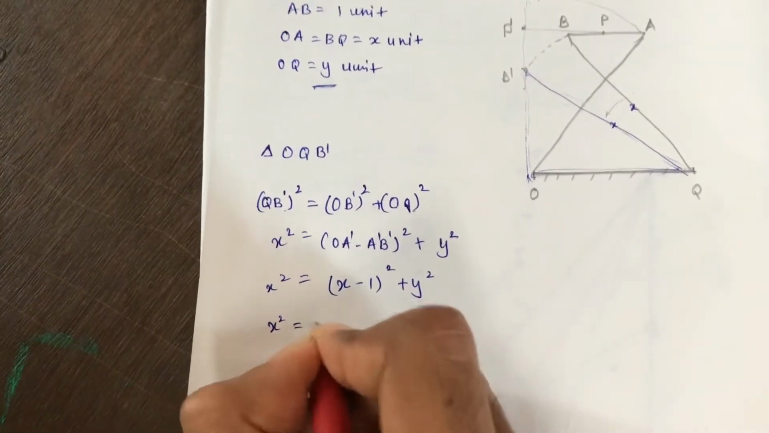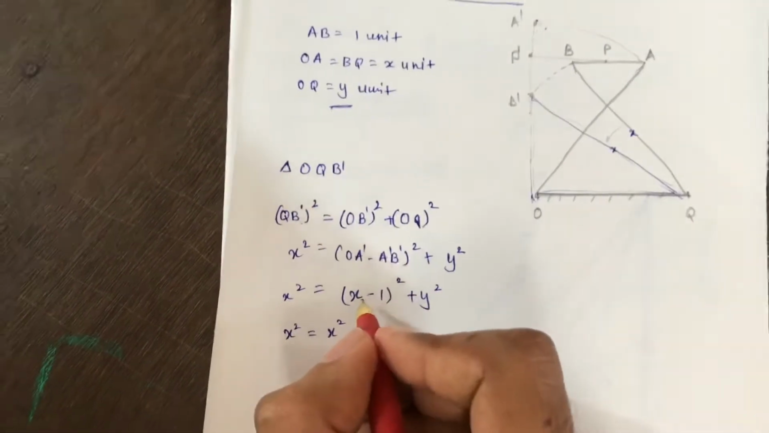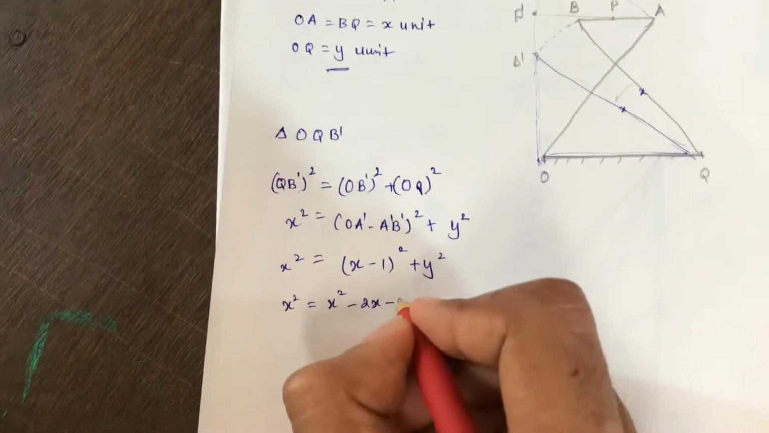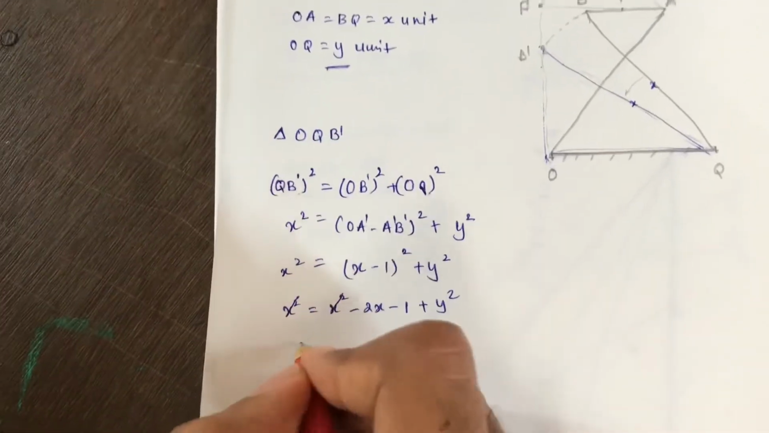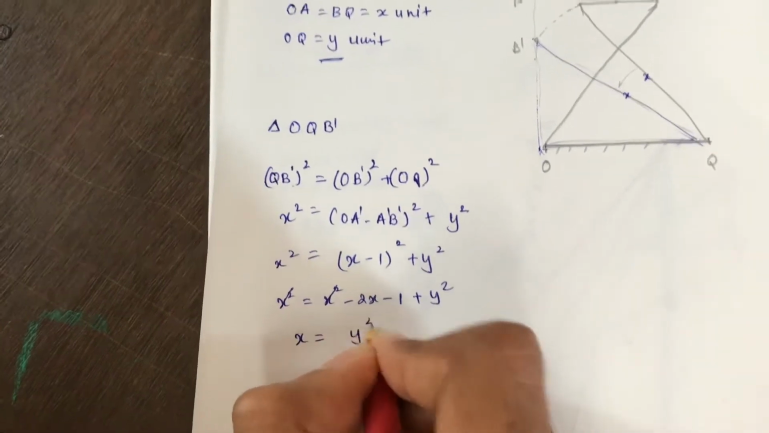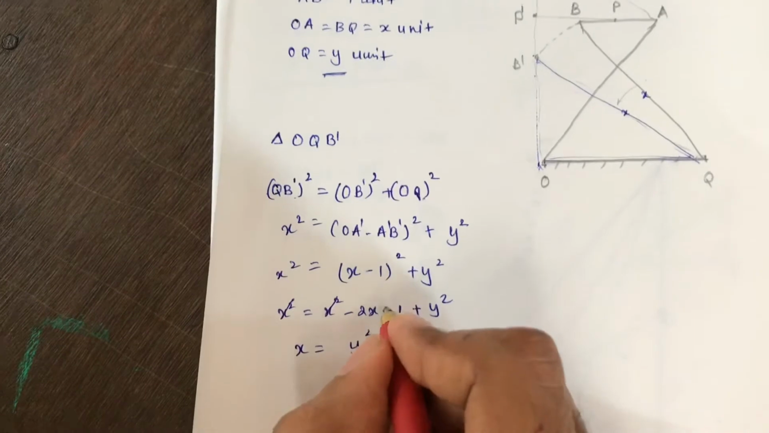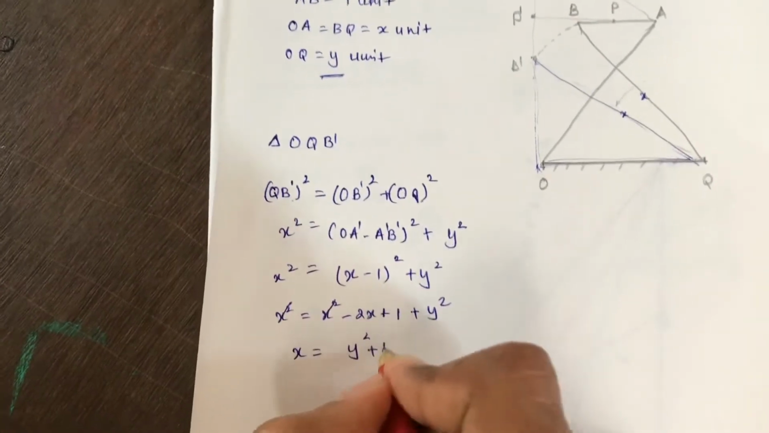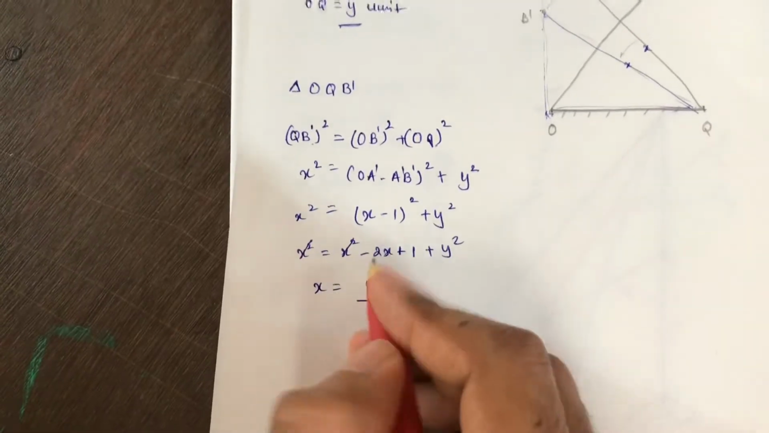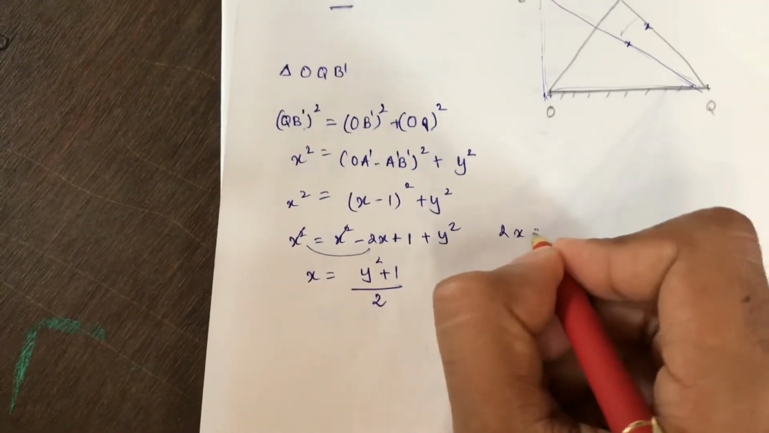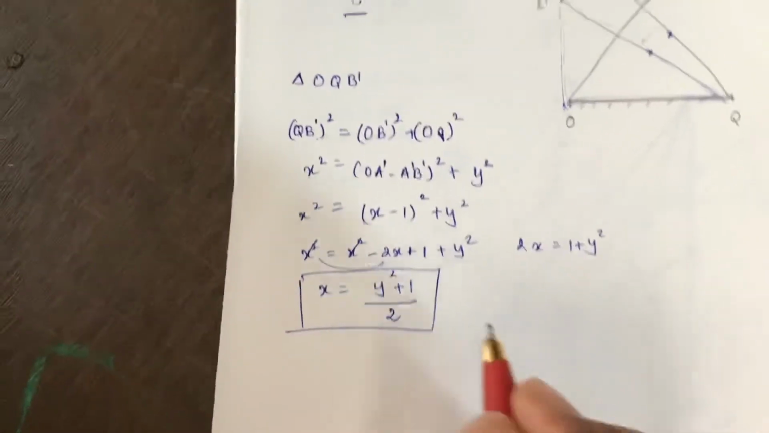So when you open the bracket, X square minus 2X plus 1 plus Y square equals X square. X square is cancelled, so when you take X on this side, it is Y square plus 1 divided by 2, so 2X equal to 1 plus Y square. So ultimately this one is the equation.